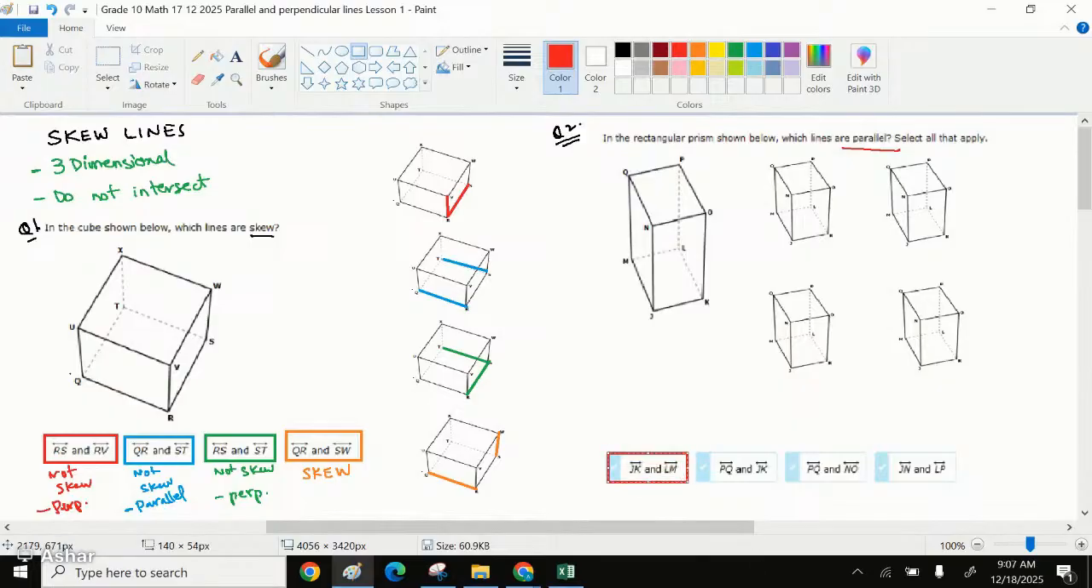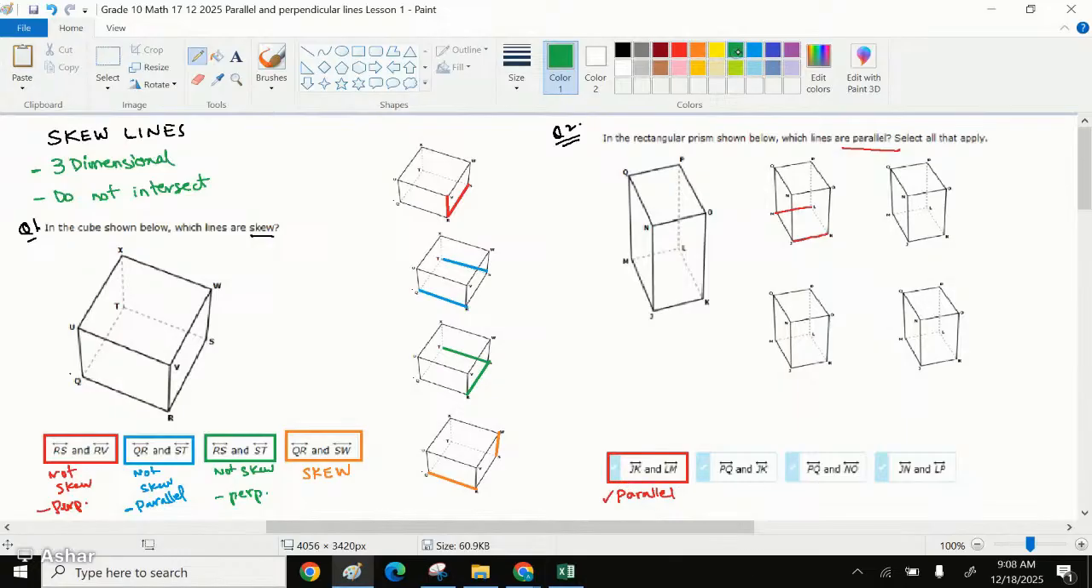Let's see, JK and LM. Where is JK? JK is this. And where is LM? LM is this. So we can say they are parallel. Yes, they are parallel.